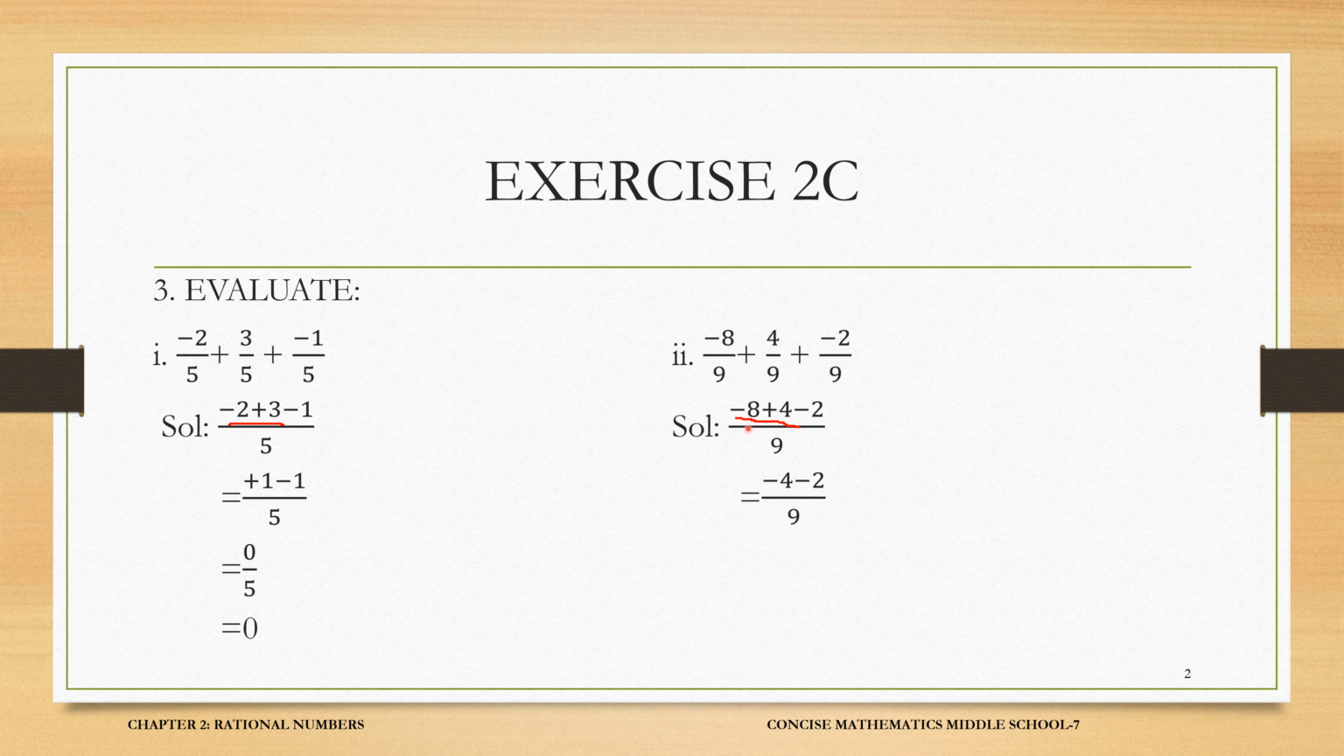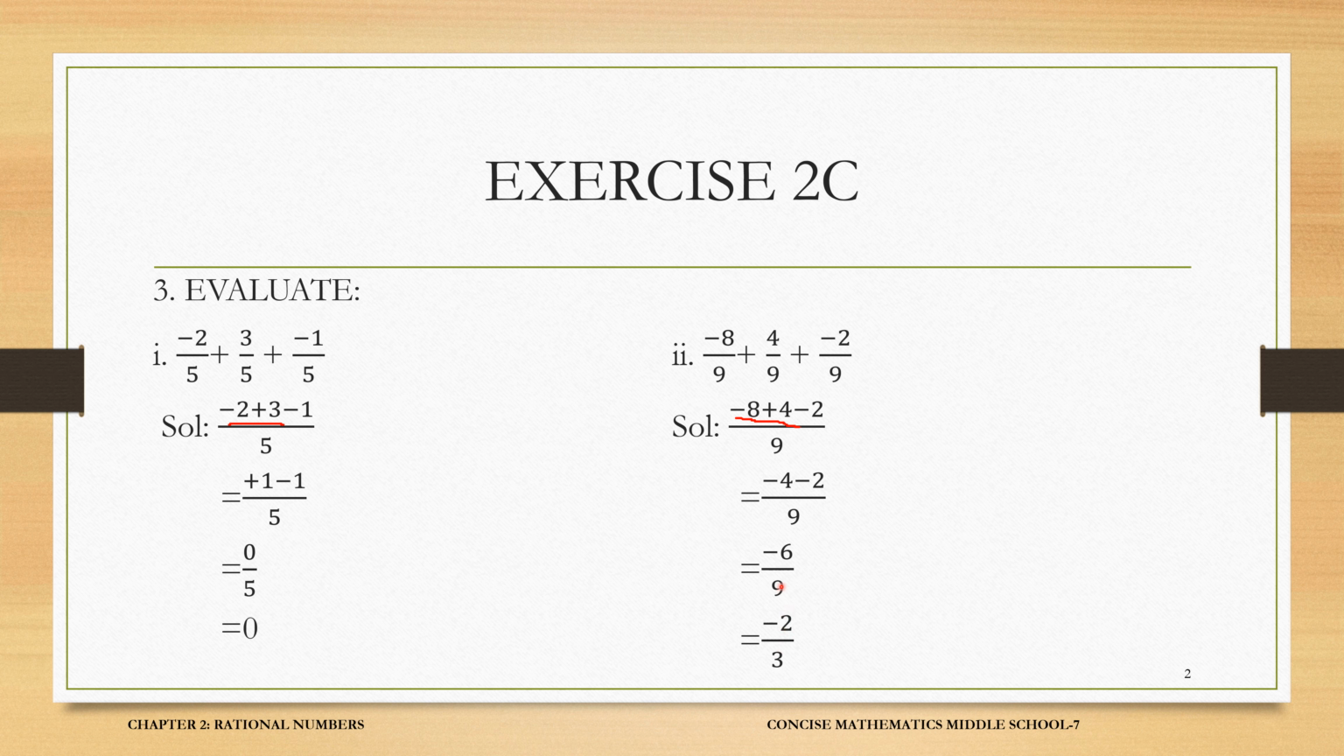That is 4 and 8. Which number is bigger? 8 is bigger. And what sign does it have? Minus. So put a minus sign and subtract. 8 minus 4 will be 4. So that's why we got minus 4. Minus 2 I'm writing down as it is. Here once again both the integers are minus. Whenever you see both the integers are minus, just put a minus sign and add. 4 plus 2 will be 6. So minus 6 by 9 is the answer.